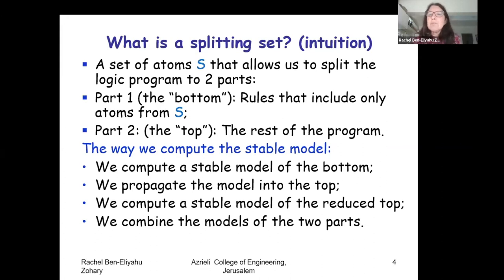Now, once we have a splitting set that splits the program as I explained, how do we compute the stable model? We compute a stable model of the bottom. We propagate the model into the top. We compute a stable model of the reduced top. And then we combine the models. Actually, we simply unite them.